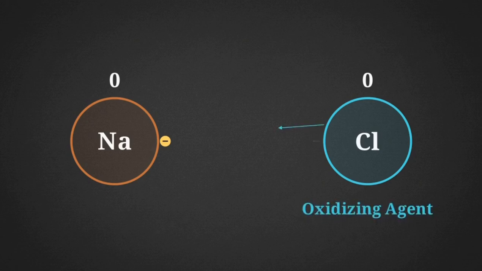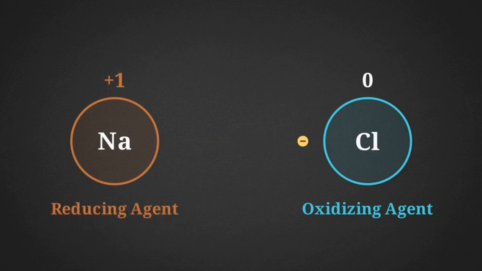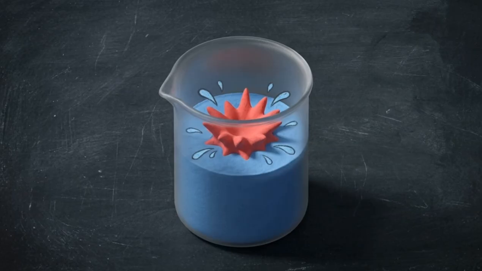Chlorine is the oxidizing agent, forcing sodium to oxidize by extracting its electron. Sodium is the reducing agent, providing the electron chlorine requires to reduce its own oxidation state. Chemical agents are defined by the reaction they cause in the system, rather than the state they experience themselves.